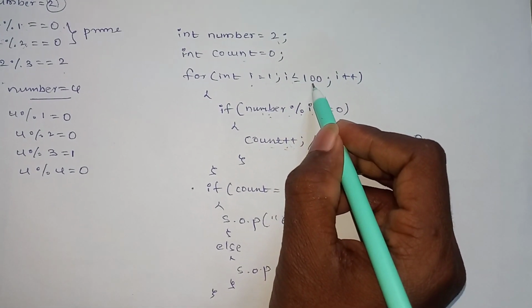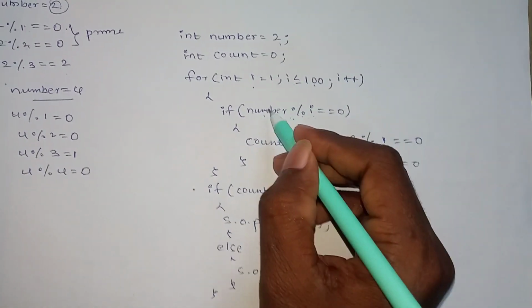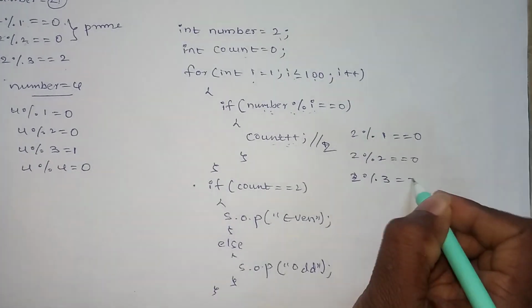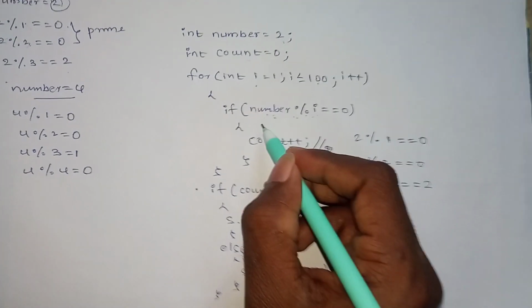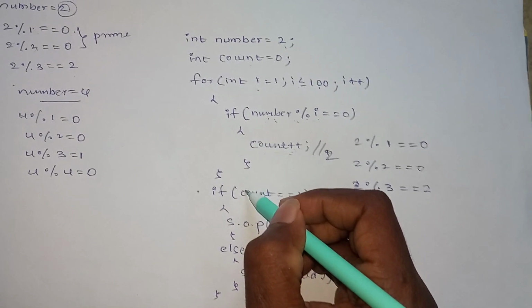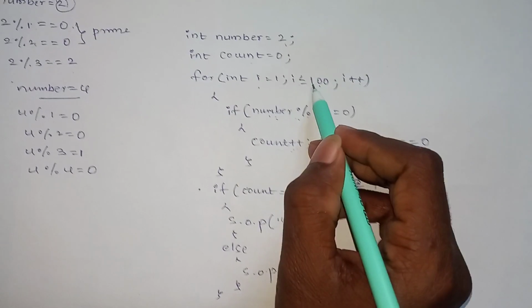3 less than or equals to 100. Condition is true. It enters into the for loop. Number modulus i. Number is 2. 2 modulus 3 gives a remainder 2 but not 0. So it will not enter into the if block. Instead it comes out of it. And then again i gets incremented. So i becomes 4. 4 less than or equals to 100.